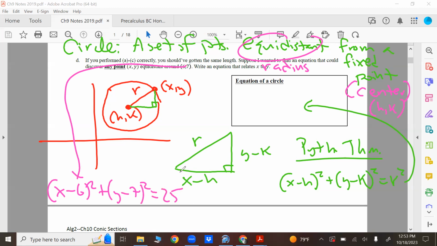So any point on that circle will satisfy that equation, because now I have a general equation for it. Circles are probably the easiest conic section to deal with. So that's what's happening there. Questions at all? We're cool? Okay. So let's move on to the next page.